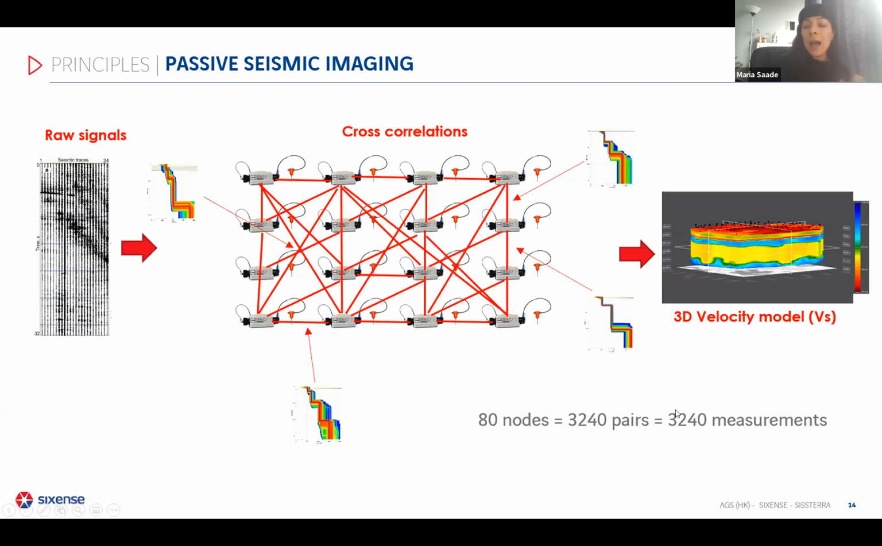So that way we could have more than 3,000 measurements, because we have one measurement per pair of receivers. And that is another big advantage of this method, because this way we can increase the number of measurements. Because if we have 80 nodes, we don't have only 80 measurements, but more than 3,000. And then the 3D velocity model that we get at the end is a combination of more than 3,000 measurements. And that is why we consider this method as much more reliable than any other conventional solution.